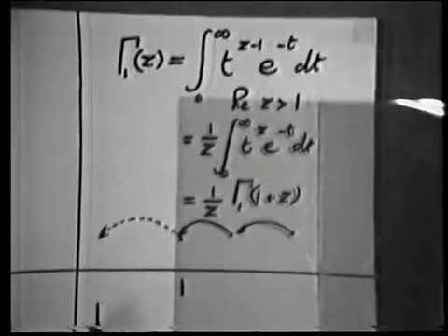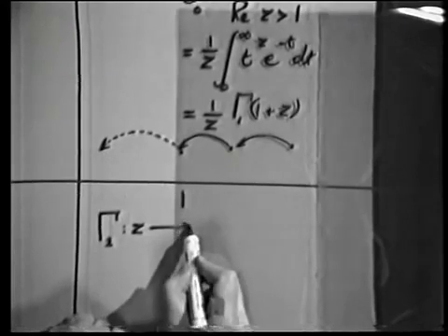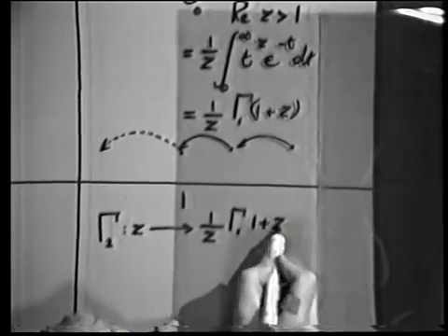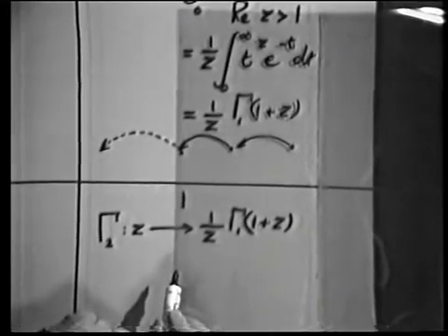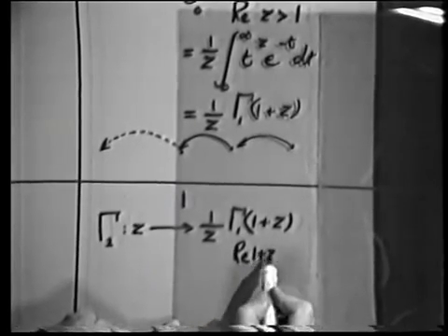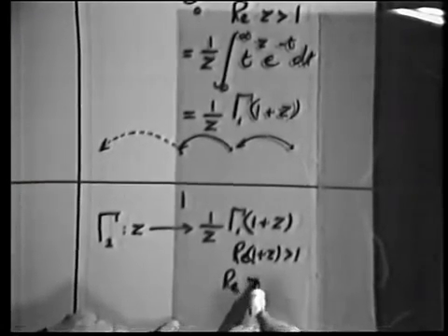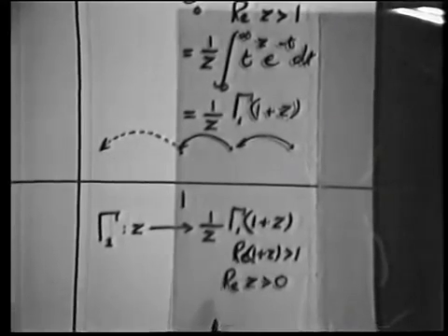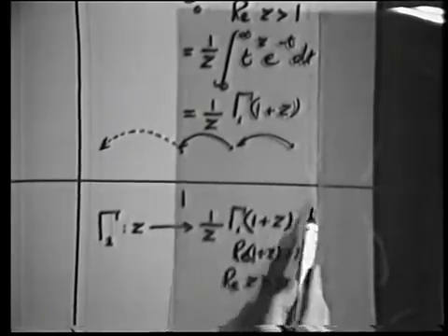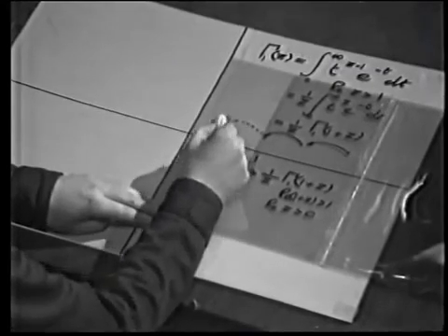Well, let's define one then. Let's define gamma 2 to be the function element which takes z and puts it into 1 over z gamma 1 of 1 plus z. Now, where does that function element make sense? Well, it makes sense if the real part of 1 plus z is bigger than 1. In other words, the real part of z bigger than 0. So this means that this function element defined this way, it's equal to the previous function element to the right of 1, but it actually takes us out into a bigger region in this stepwise fashion.